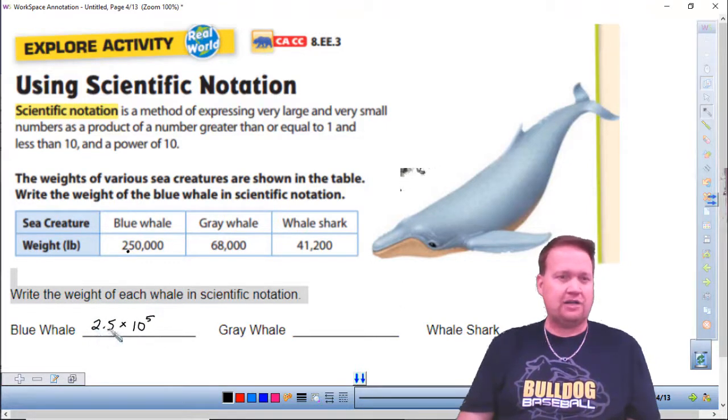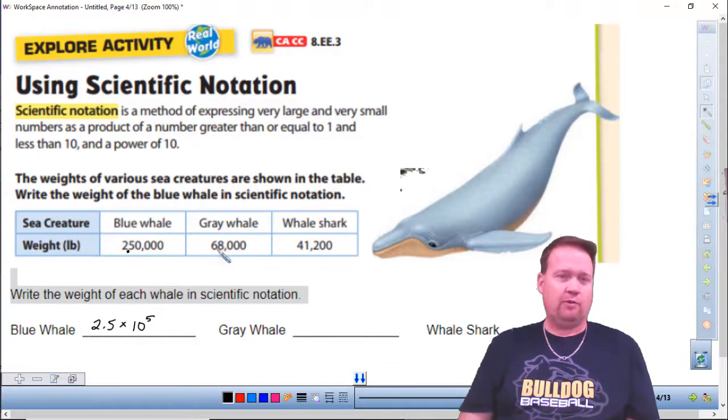The number out here has to be between 1 and 10. Can't be a 2-digit number. Obviously can't be 250,000. That's why we called it 2.5. If I had moved the decimal here and called it 0.25, that would be too small. It's got to be bigger than 1, and it's got to be less than 10. And then this 5 tells me how many places I had to move the decimal.